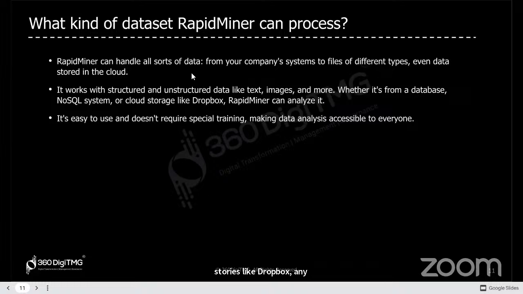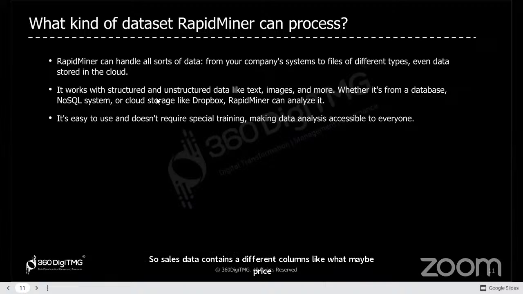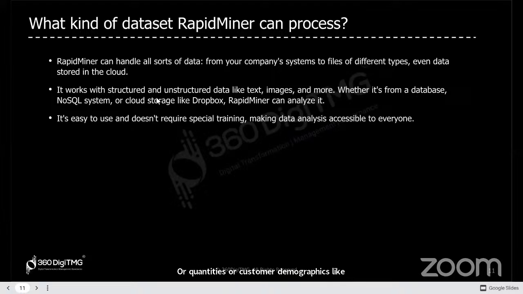First of all, it works with structured data. So what is structured data? RapidMiner can handle structured data. Structured data is data organized into rows and columns, just like an Excel sheet or a spreadsheet. As an example, there is sales data, which contains different columns like prices, quantities, or customer demographics, like the age of the person. All of those things we can see in perfect rows and columns, which is structured data. So RapidMiner can process structured data like spreadsheets.